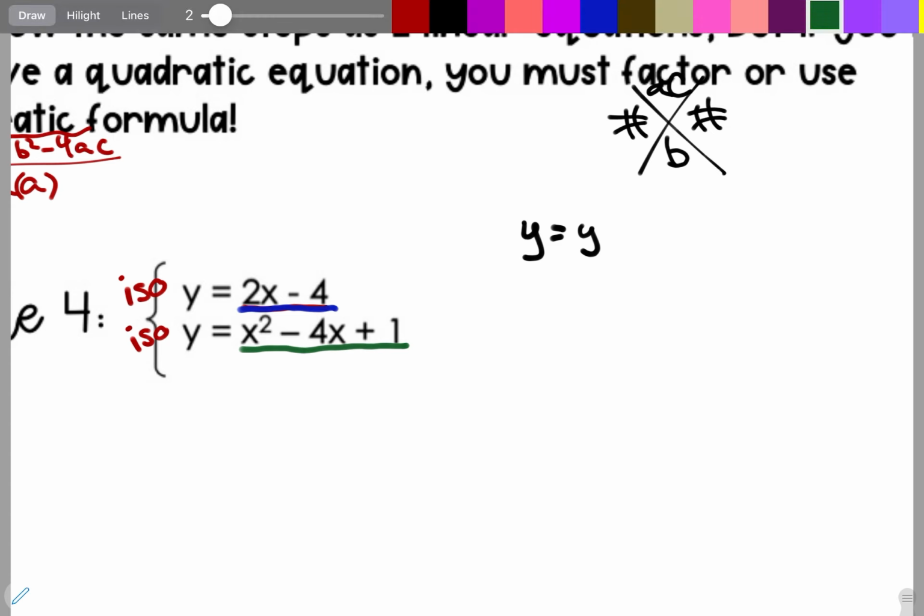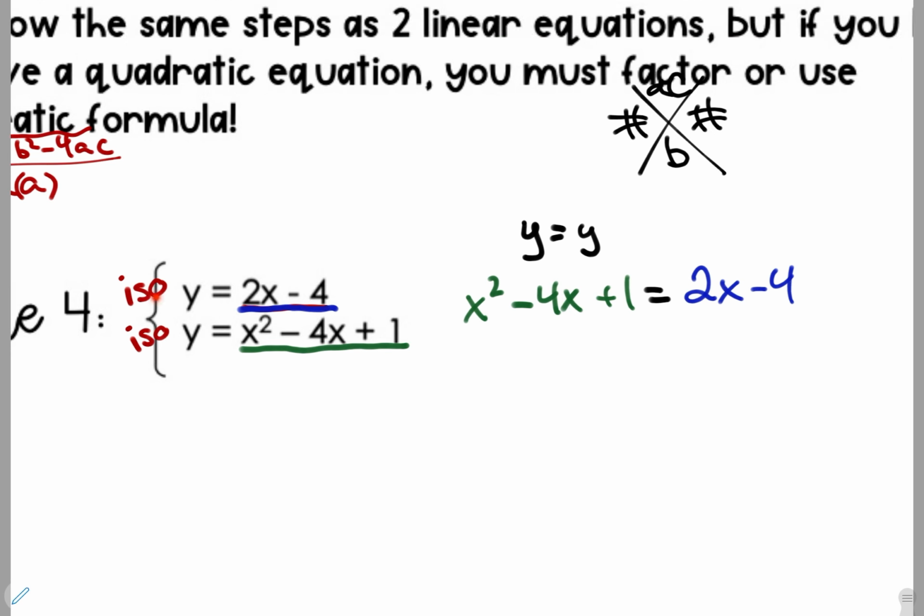I'm going to rewrite this with my x squared already on the left side. Why? Because I want to. If you don't want to, you don't have to. But I am. And voila, we set these two things equal to each other. This is how you run a double iso, okay?